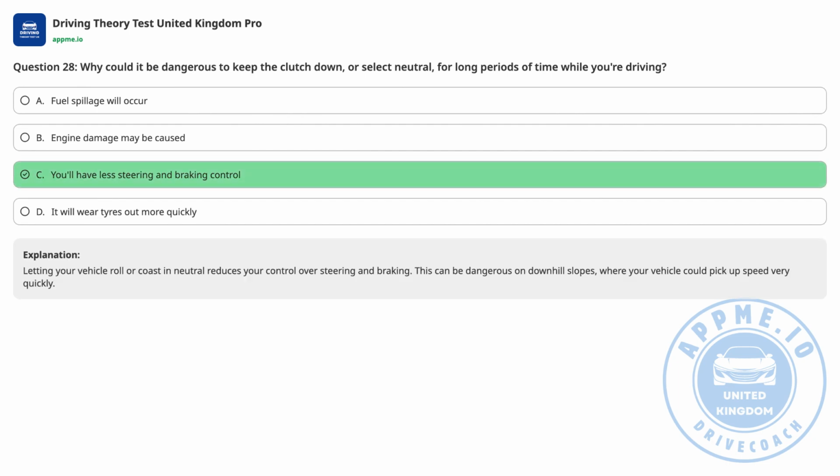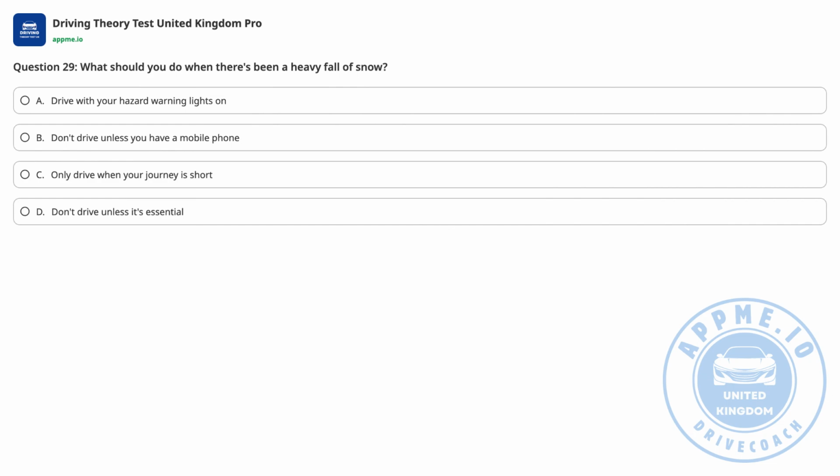The correct answer is C. Question 29. What should you do when there's been a heavy fall of snow? A. Drive with your hazard warning lights on. B. Don't drive unless you have a mobile phone. C. Only drive when your journey is short. D. Don't drive unless it's essential.